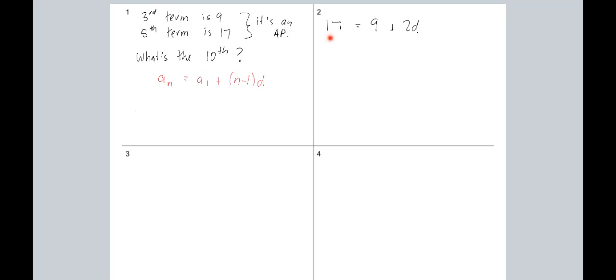Basically, this bit here is the last term you've got. This bit here is the first term you've got. And the number of D's I'm multiplying, so 2 times D in this case, is really the difference between these two numbers here.